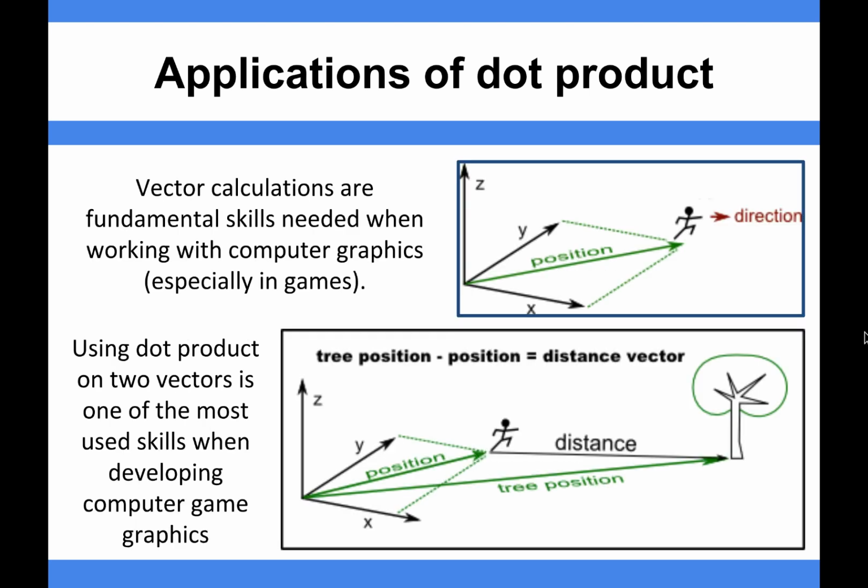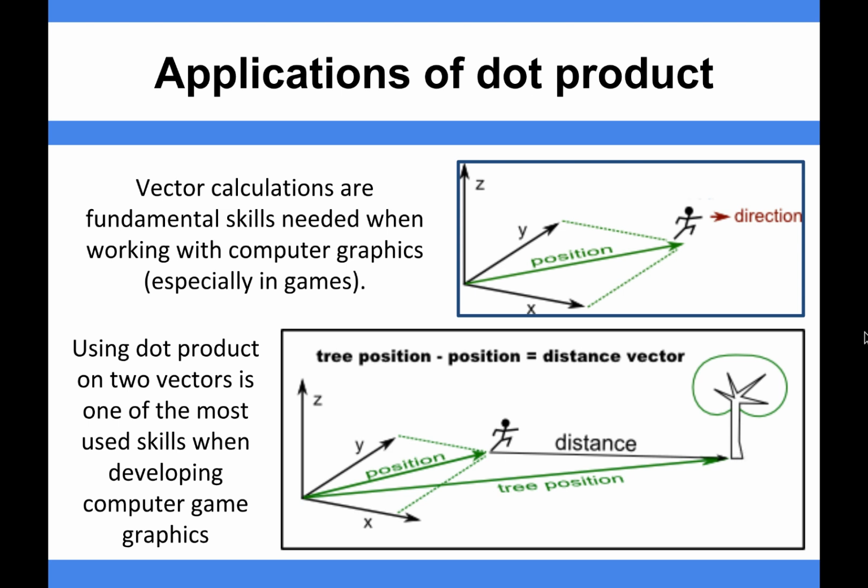Okay, so to give you a bit more detail, vector calculations are fundamental skills needed when working with computer graphics, especially in games. So remember, we know vectors have magnitudes and directions. So using dot product on two vectors is one of the most used skills when developing computer game graphics, because you can take the tree position minus the position of your character to work out the distance vector.